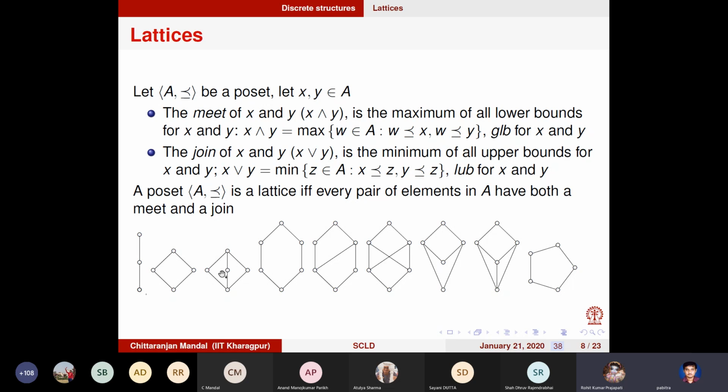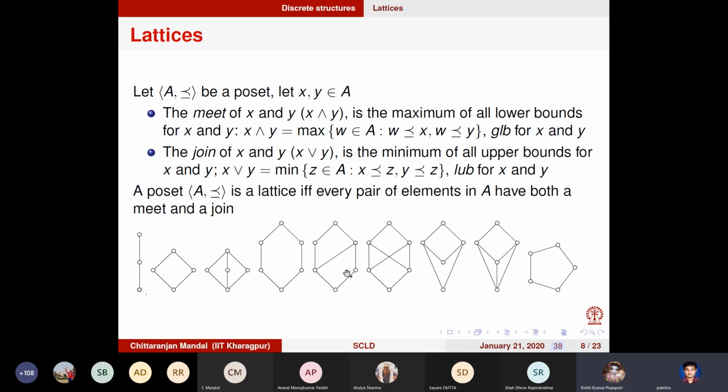If they are not part of a chain, you should see whether these two chains intersect somewhere. Does this chain and this chain intersect? Then also it will be a lattice. If they intersect at two points, it will be a lattice. Anyway, by definition, this third one is a lattice. This one has a name also. It's called a diamond lattice.